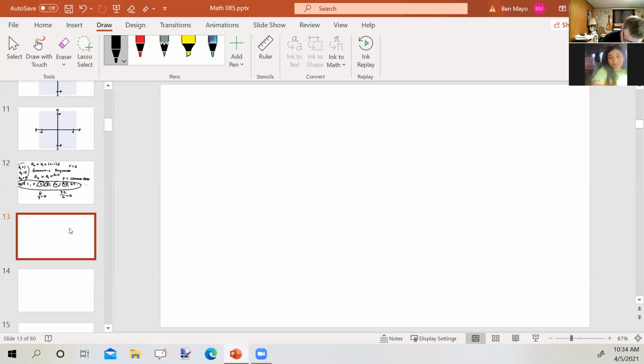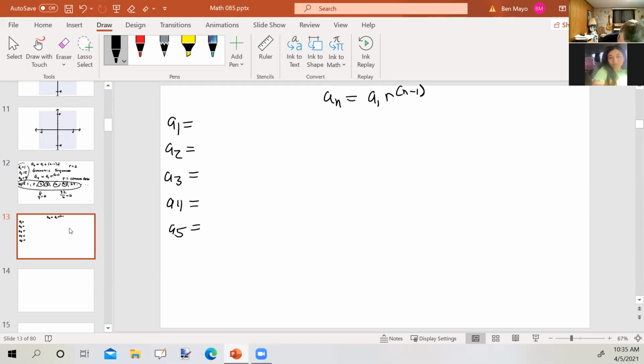Okay, so we want to come up with a sub 1, a sub 2, a sub 3, a sub 4, and a sub 5. We're going to use the formula a sub n equals a sub 1 times r raised to the n minus 1 power. So that n minus 1 is now the exponent on r. Okay, it says the first term is 3. The common ratio is 2, and we are to find the 9th term. So we're supposed to find a sub 9.